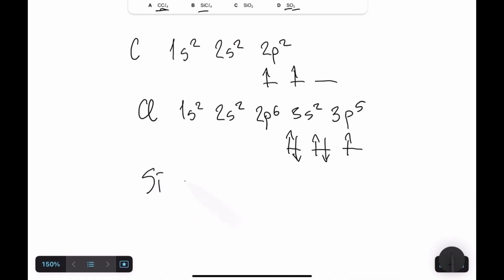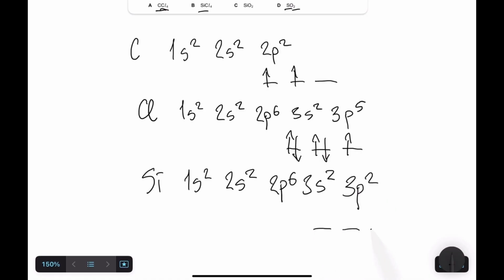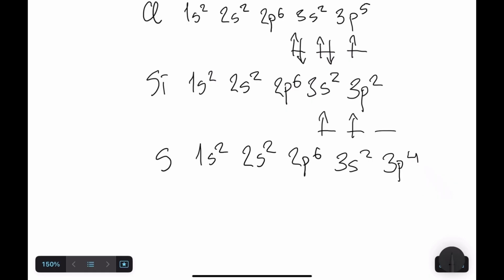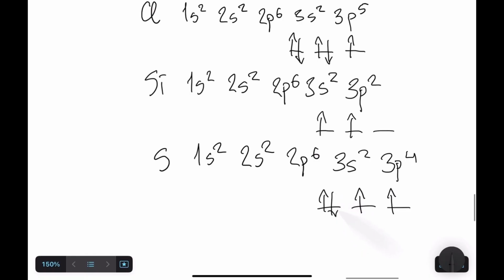For silicon, it has 2 electrons in its p subshell, so only 2 orbitals are occupied. And for sulfur, it has four electrons in its p subshell. Therefore, 3 of the orbitals are occupied and 1 is fully occupied.